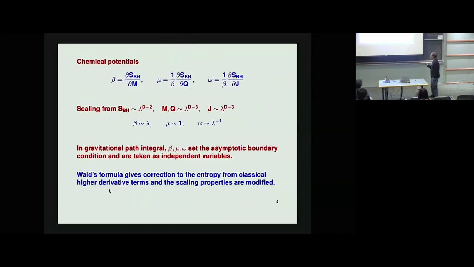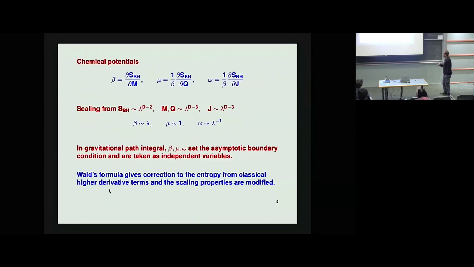We also introduce generalized chemical potentials, which include the inverse temperature beta, defined this way, the chemical potential dual to the charges, which is defined this way, and the chemical potential dual to angular momentum, which is also known as the angular velocity, defined this way. Because angular momentum has multiple components, typically the angular velocity also has multiple components. From the scaling properties that we saw earlier, the fact that the black hole entropy scales as lambda to the d-2 under these scalings of mass, charge and angular momentum, one can figure out the scaling properties of beta, mu and omega.